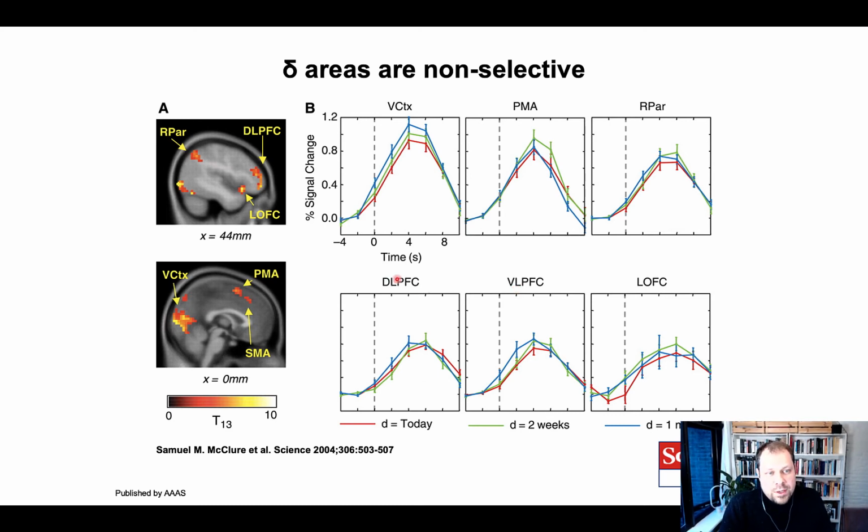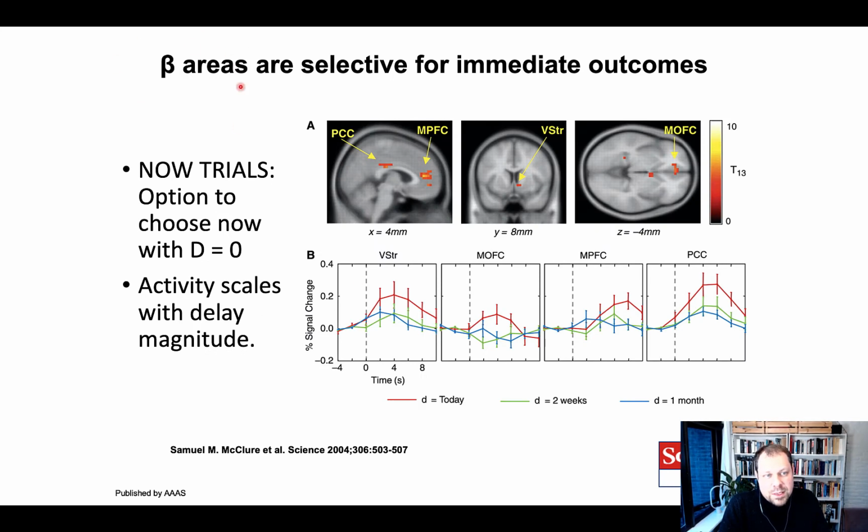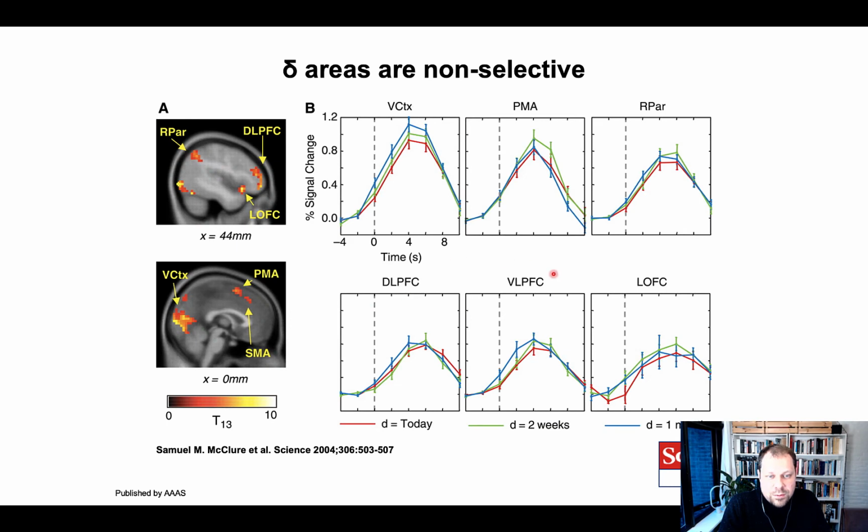So having found these cognitive control regions, it's easy to make the conclusion that obviously this must involve some kind of inhibitory process that allows participants then to override maybe the impulses of the beta areas that seem to be selective for immediate outcomes, and therefore be able to choose a somewhat delayed outcome. But I have to note here that this may be a reverse inference at this point.